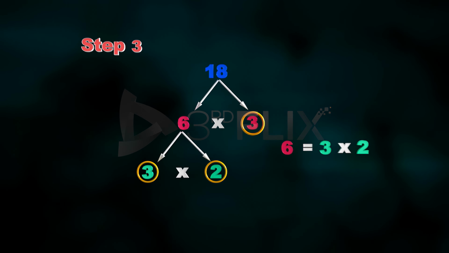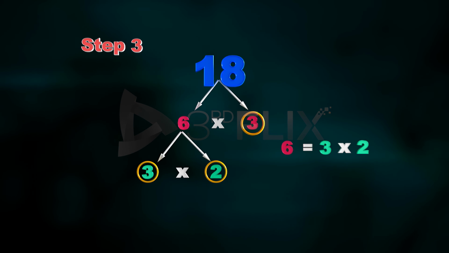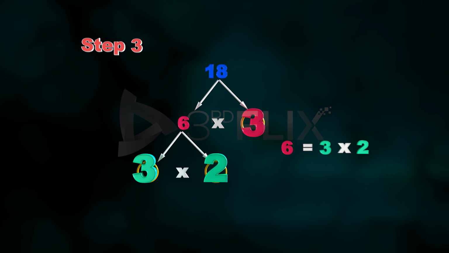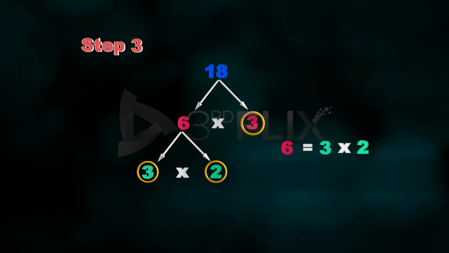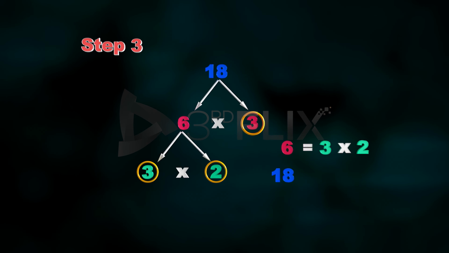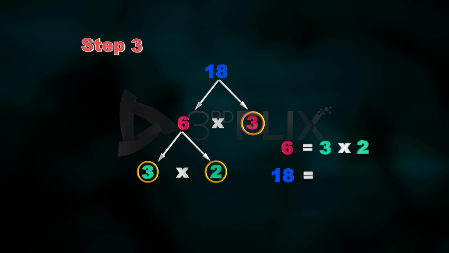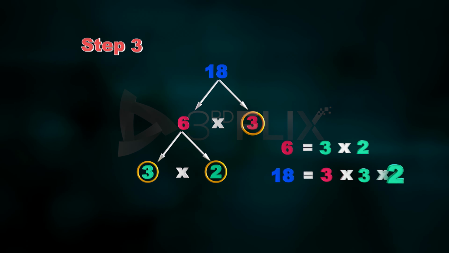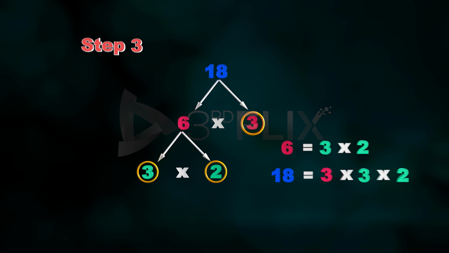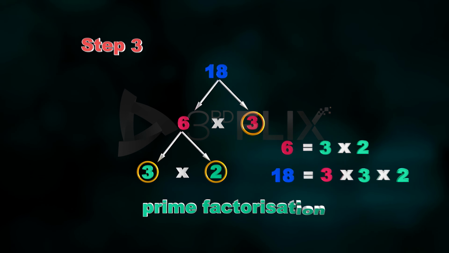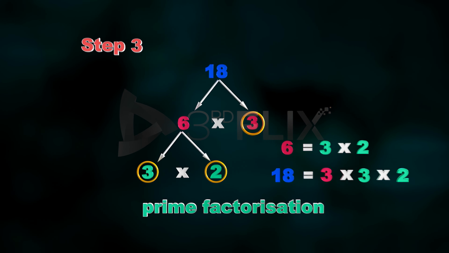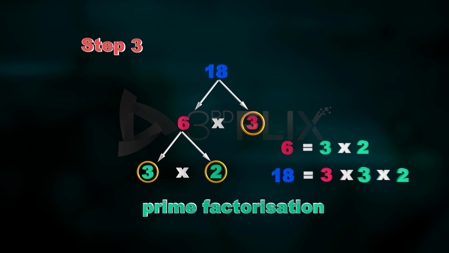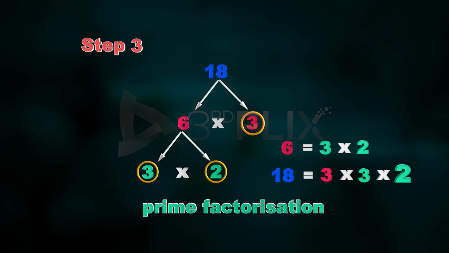Step 3. Write 18 as a product of all circled numbers. So, 18 is equal to 3 into 3 into 2. Therefore, the prime factorization of 18 is equal to 3 into 3 into 2.